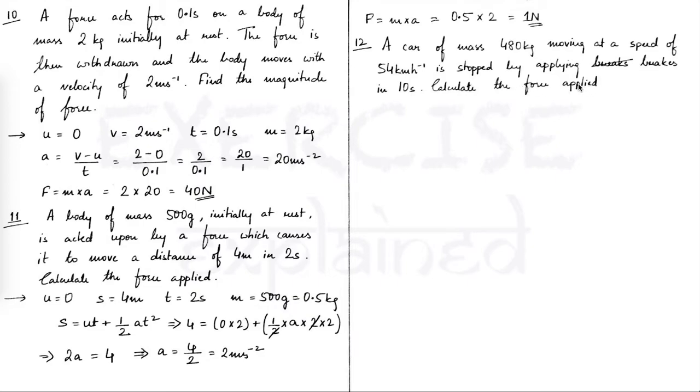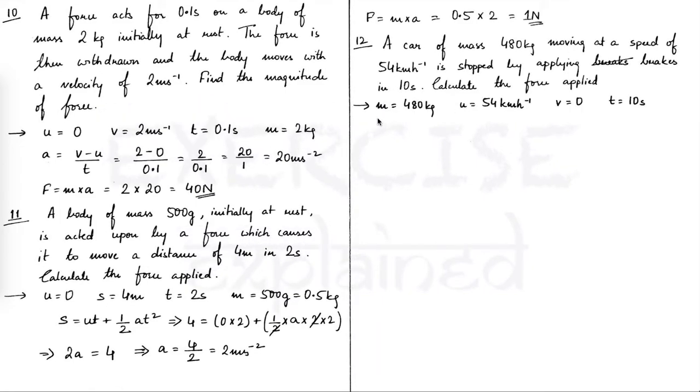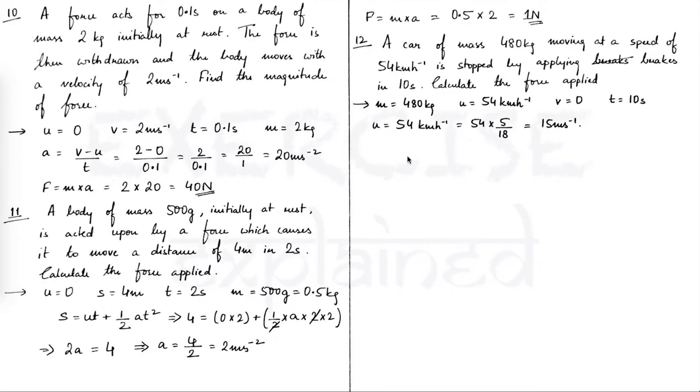Calculate the force applied. So it is simple here. Here 54 kilometer per hour, we need to convert it to meter per second because this is not the SI unit. And then we have the value of V as 0, U is 54, which I would be converting, and time is 10 seconds. So once I get the value of acceleration, I can easily find the force. So I just write the given data. M is equal to 480 kg, U is equal to 54 kilometer per hour, final velocity is 0, and time is equal to 10 seconds.